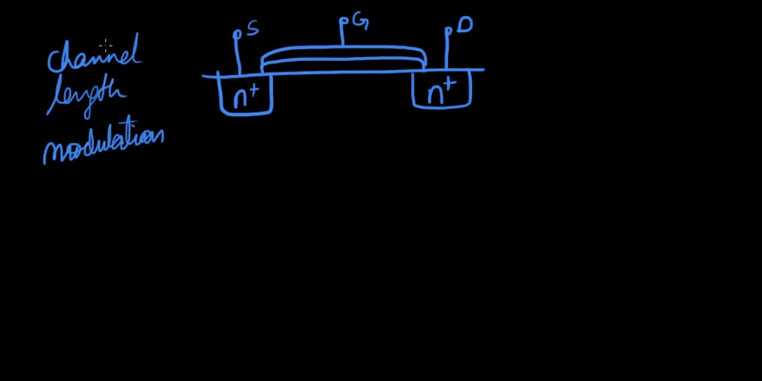So before we look at that, let's look at how the channel looks between the source and the drain in a MOSFET under the application of different voltages. So for the first case, let's say the source and the drain voltages are 0, and we give a certain positive voltage to the gate. Of course this is the oxide layer.